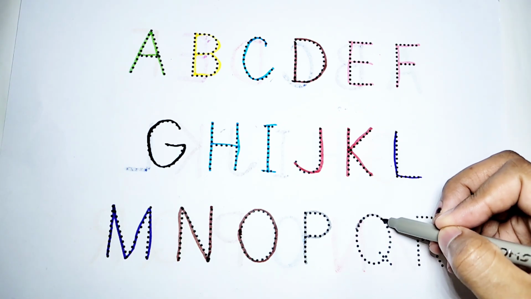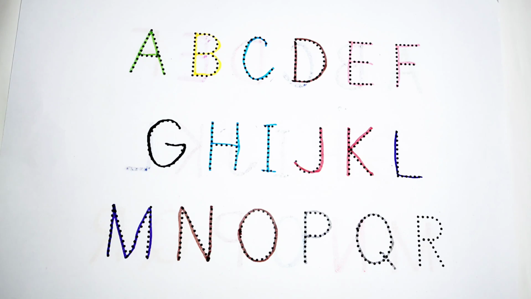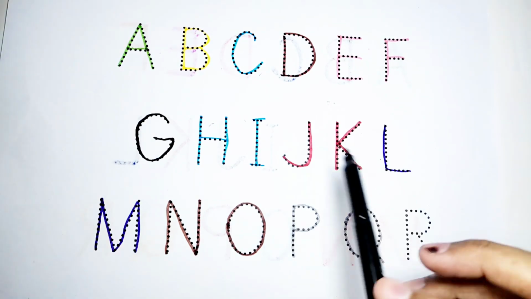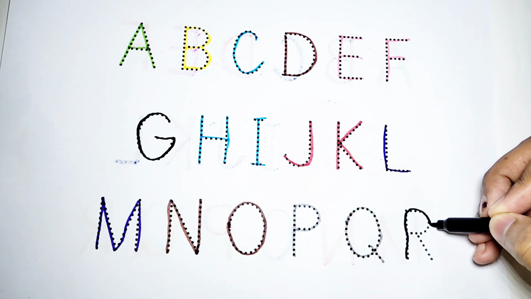Kids, the next one is Q. Q for queen. And the next one is R. Black color. Now we draw R. R for rose, R for rice.